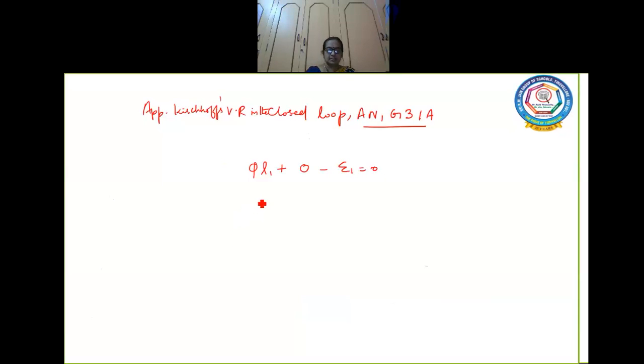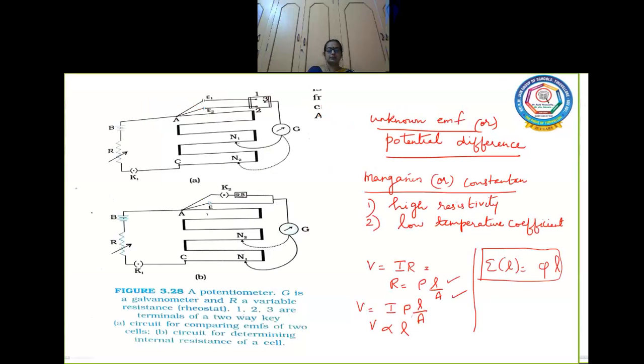Okay, so next again you include the second cell. Now you have found out the balancing length for the first cell. Now you connect 2 and 3 now. Okay, when you connect 2 and 3, this cell will be included, and again you move the jockey on the potentiometer wire. So the jockey moves, there will be a value of current here, but when it comes to this point, which is called N2, there will be a null deflection. So that null deflection, now the closed loop will be AN2, then again G, then 3 2 A. So this is the closed loop for the second cell.